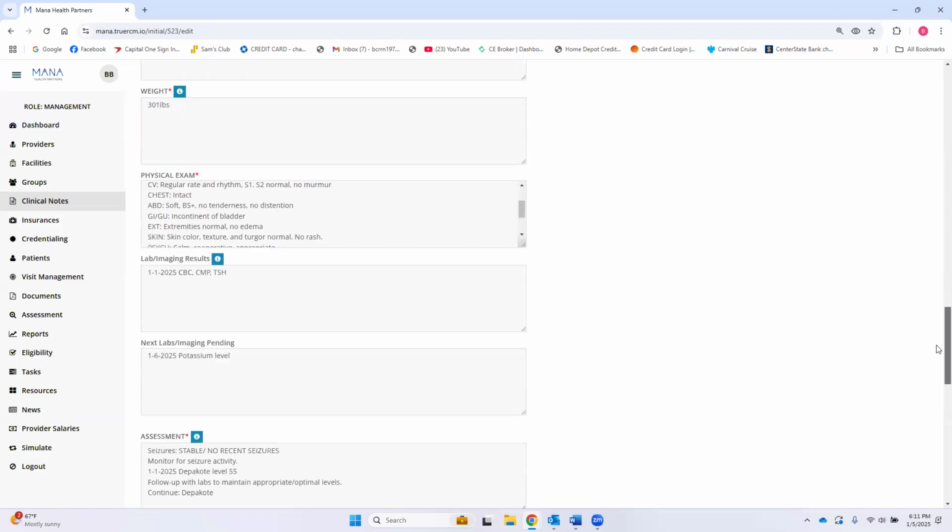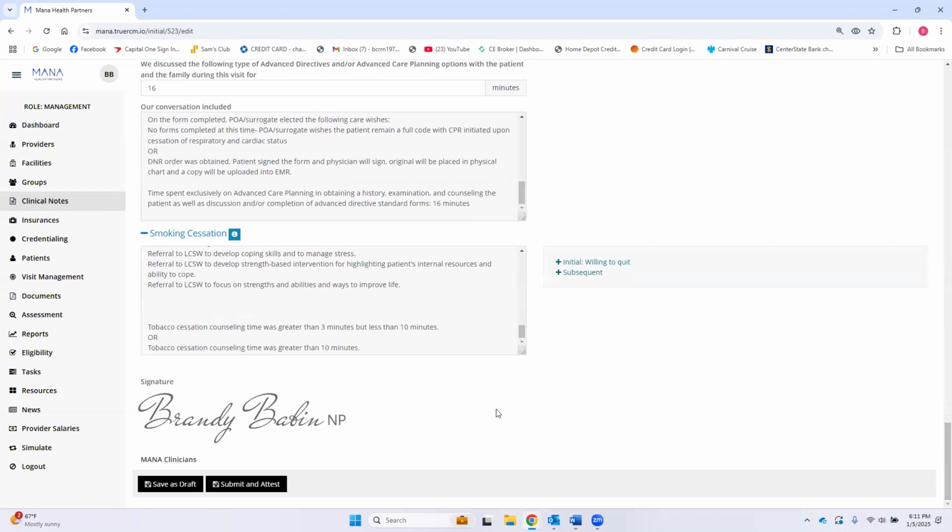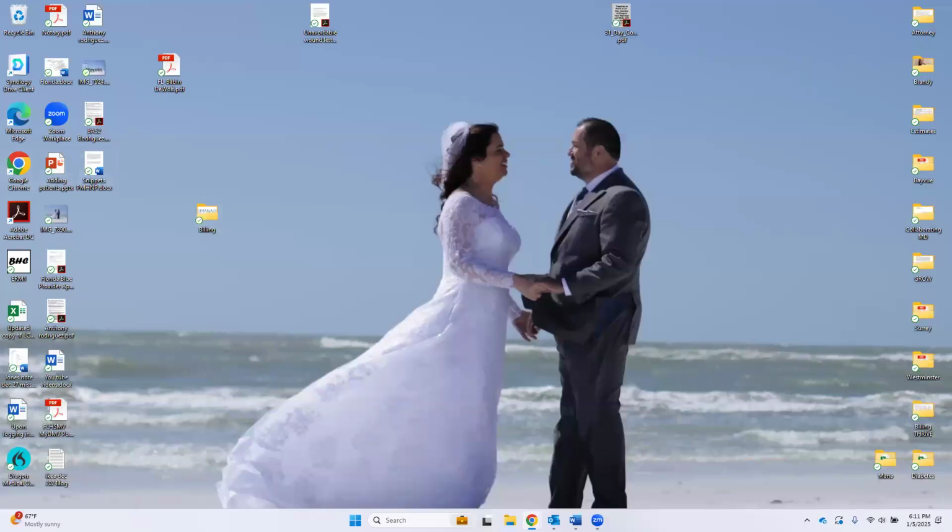When we feel like our note is all the way complete, we can save as a draft. If we're going to go home and work on it later, we can pull it back up and we can submit it and attest it when the note is completed. Save that as a draft. So that is how to put a note into the computer as a nurse practitioner.